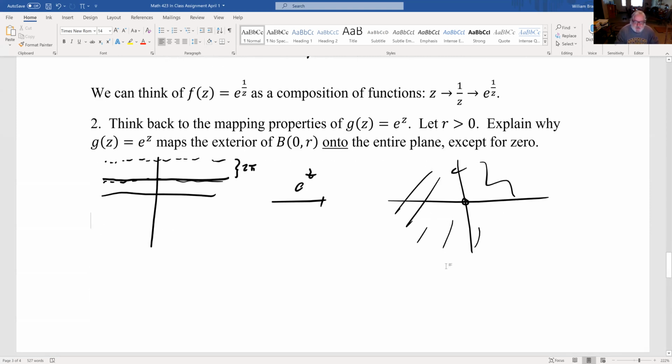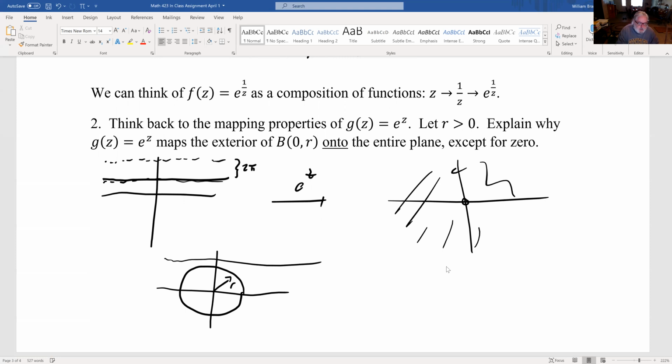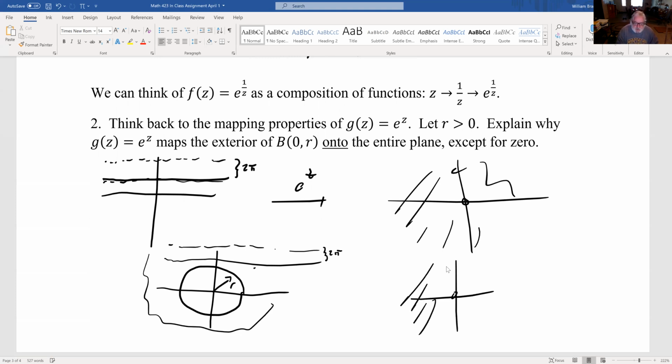So if we have a ball of radius r centered at the origin, no matter how big this radius is, I can always find a strip up here of vertical height 2 pi that's not inside the ball at all. So the exterior of this ball, what does e to the z map that to? It maps it to the entire plane, because it maps every strip that looks like this to the entire plane. The exterior of any disk gets mapped to the entire plane.